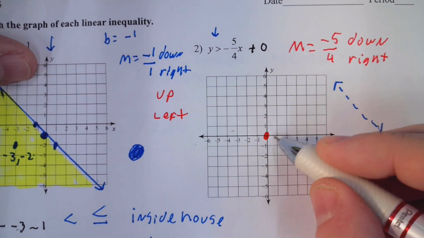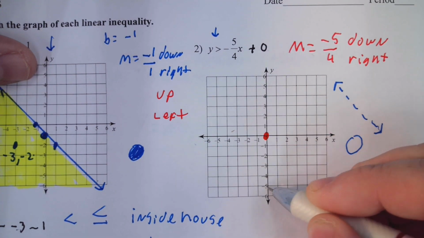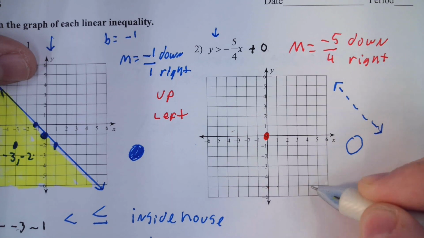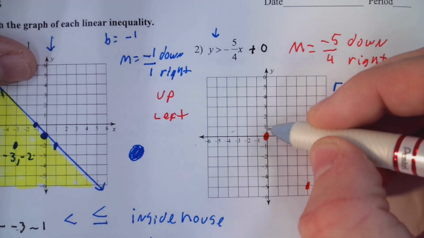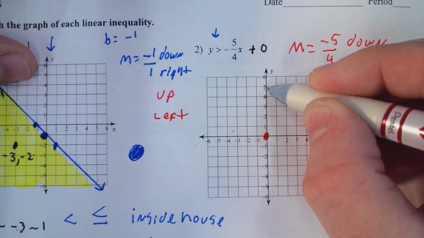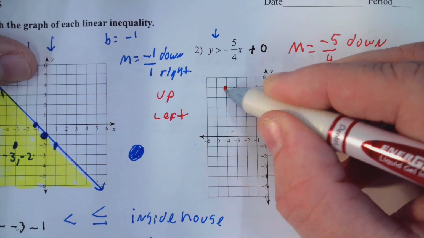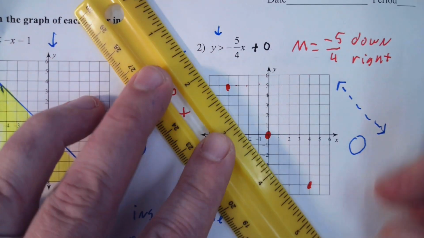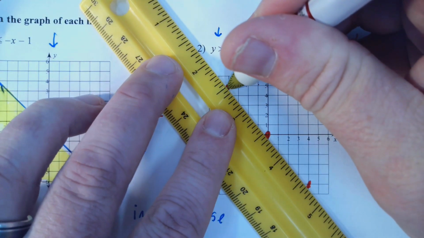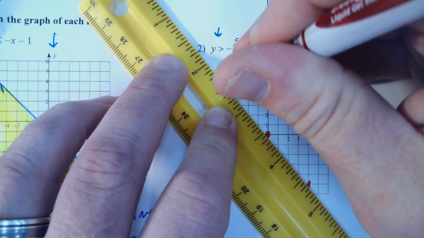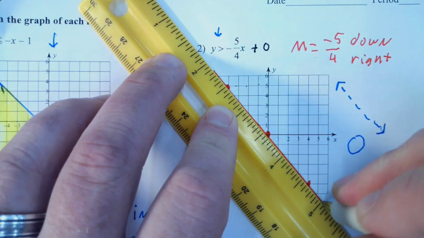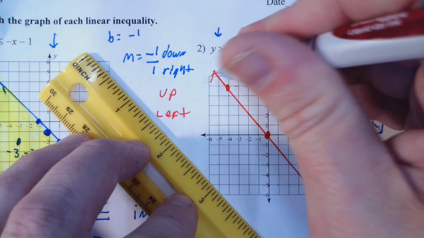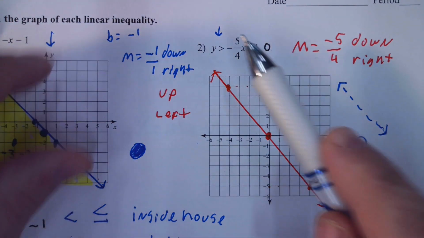Okay, down 5, right 4. We can also do the opposite, up. Okay, we should make a straight line, and I do encourage you to go all the way so we have two sides. It helps with figuring out where to shade. Okay, this one is greater than.